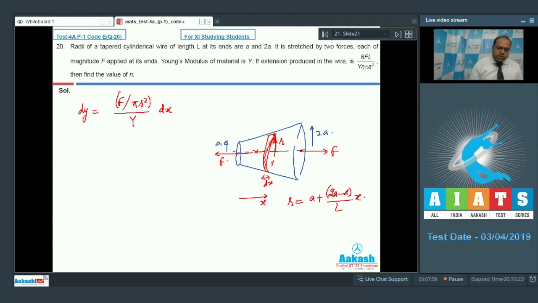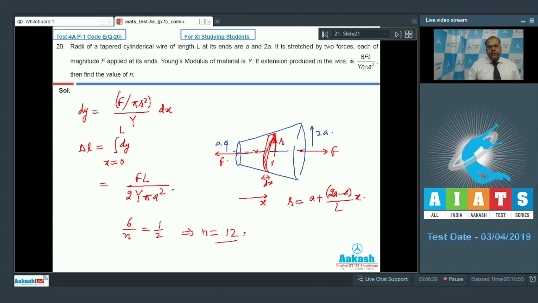If I find the total elongation in this wire of length L, then the total elongation delta L is the integration of dy as x varies from 0 to L. If I do this integration, it comes out to be FL divided by 2 times Y into pi a square. On making the comparison, the value of 6 by N comes out to be 1 by 2, or the value of N comes out to be 12. So the correct answer for question number 20 is 12.